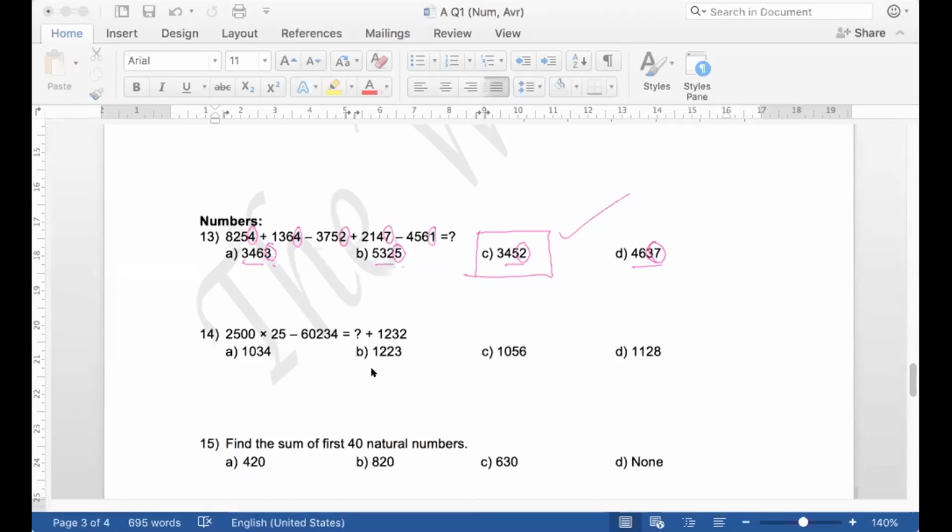Again, this question is not that complicated. The reason for that is some of the figures are pretty easy for us to deal with. I'll show you that. 2,500 into 25. That's pretty easy. What is 25 into 25? 625. Then we have 2 zeros. Then we need to subtract 60,234. So 62,500 and 62,34. That calculation is not that complicated. Definitely, you can get this answer. 1,034 is the answer, right?